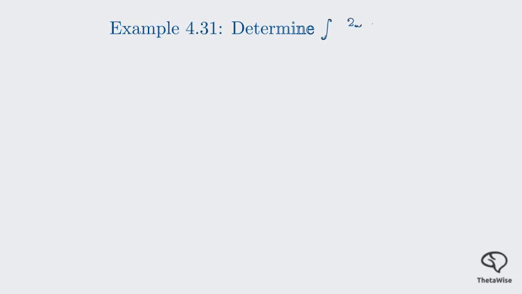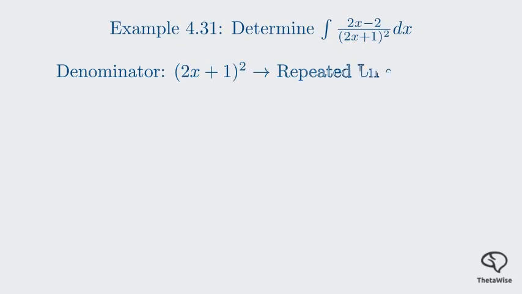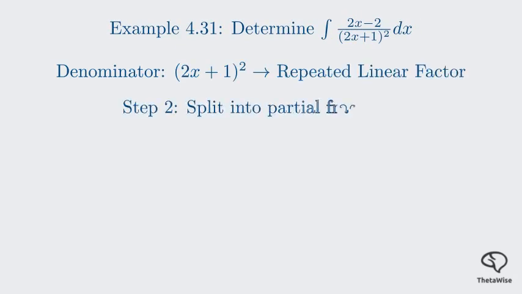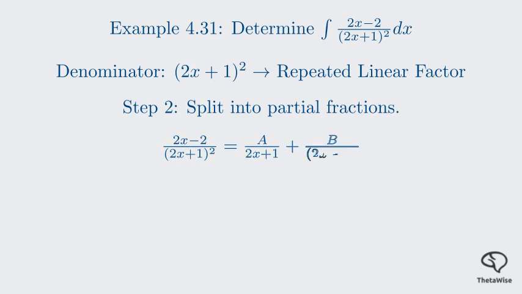We will determine the integral of 2x minus 2 over the quantity 2x plus 1 squared. The denominator is 2x plus 1, which is a repeated linear factor since it's squared. Step 2 is to set up the partial fraction form for repeated factors. Remember, we need a term for each power. So we have A over 2x plus 1 plus B over 2x plus 1 squared.